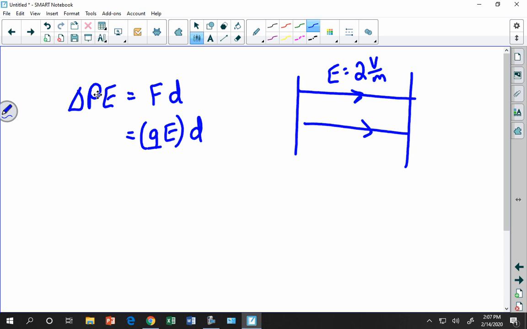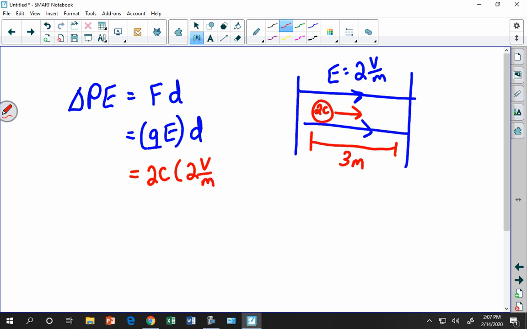Say if I have a particle, a 2 coulomb charge, that moves in this direction, then I can figure out how much energy it's gained after it moves across a certain distance. Or let's say it moves across a distance of 3 meters, then I can say, okay, this 2 coulomb charge going across 2 volts per meter over a distance of 3 meters will now have an energy of 12 joules.